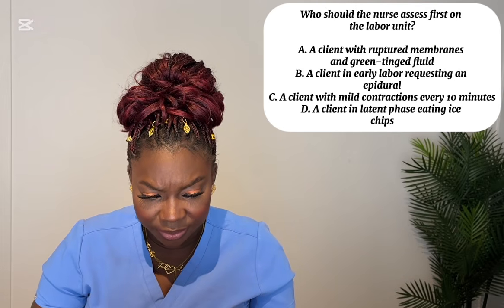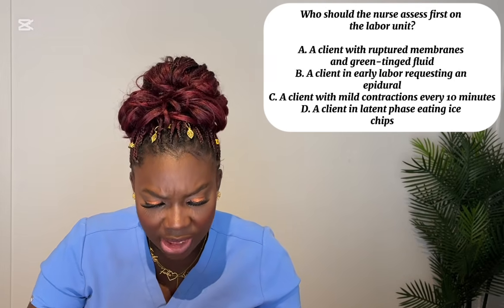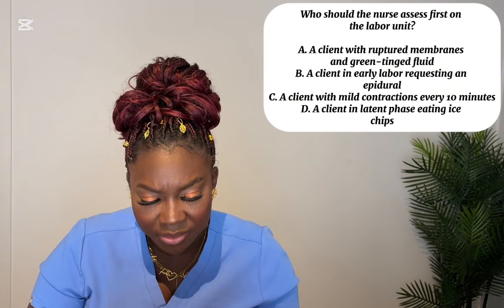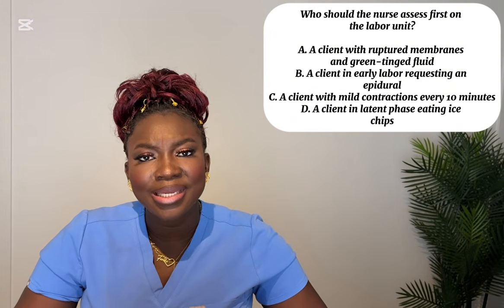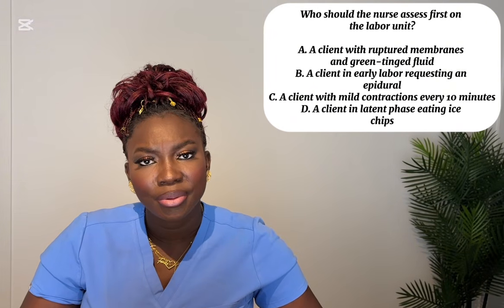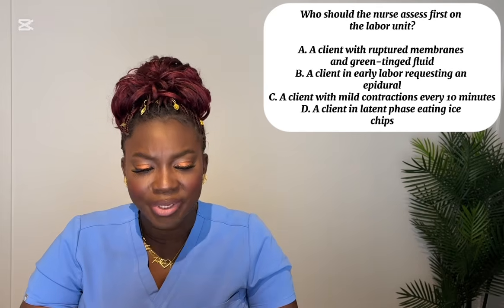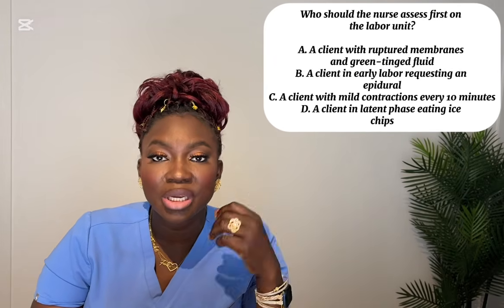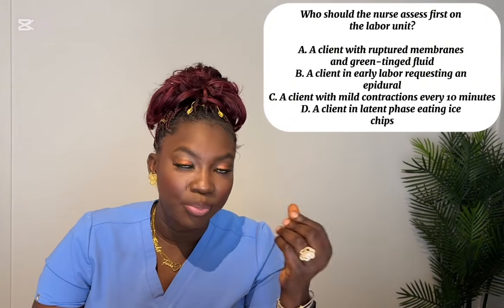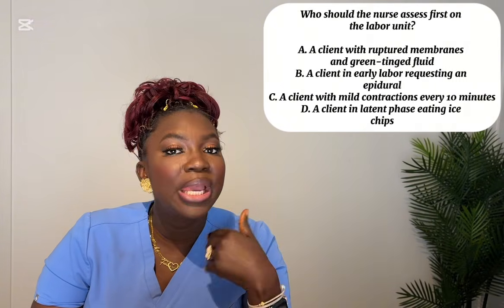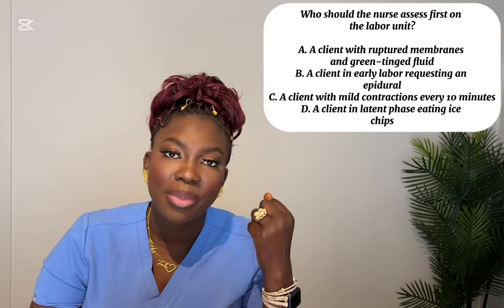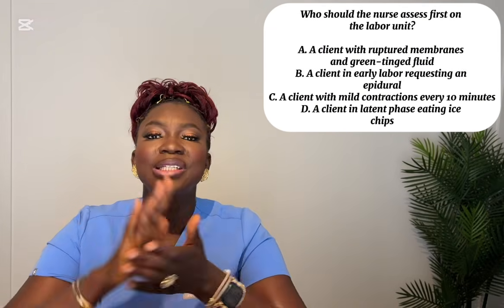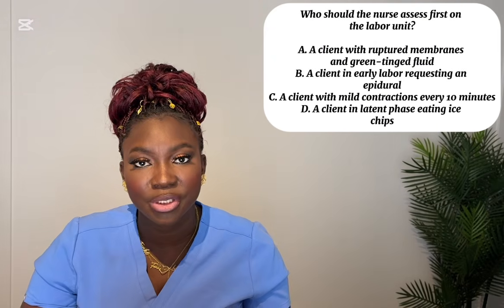So think about it. Okay, now let's go through C. A client with mild contractions every 10 minutes. They are still in the early phase of labor, so they are not your priority. And D, a client in latent phase eating ice chips. Yeah, in latent phase, maybe you can have dry mouth, and ice chips from the fridge can help with dehydration or dry mouth. So they are not experiencing any life-threatening issue compared to the first patient.